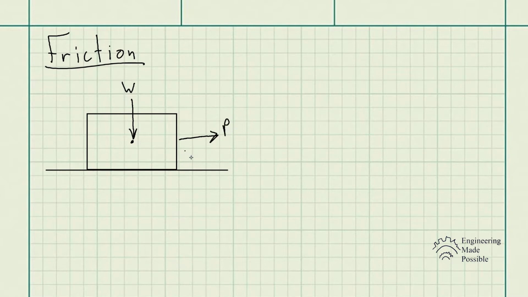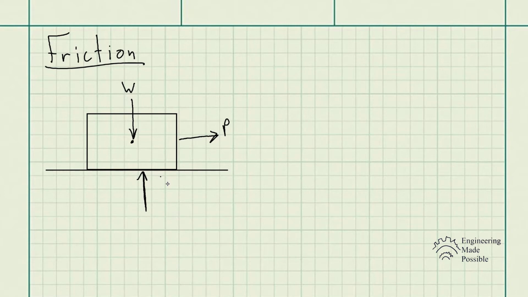Now, since we have a box sliding across a surface, that means we have friction involved, because we have two points of contact. We have the box contacting the surface itself that it will be sliding across, and that's going to involve friction. And normally we have a normal force, let's call it N, because it's reacting to the weight of the box.